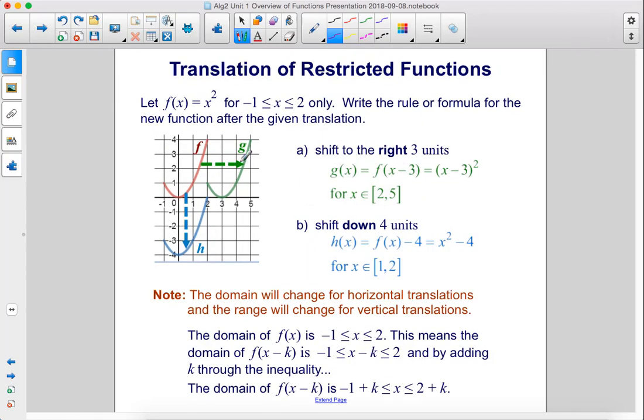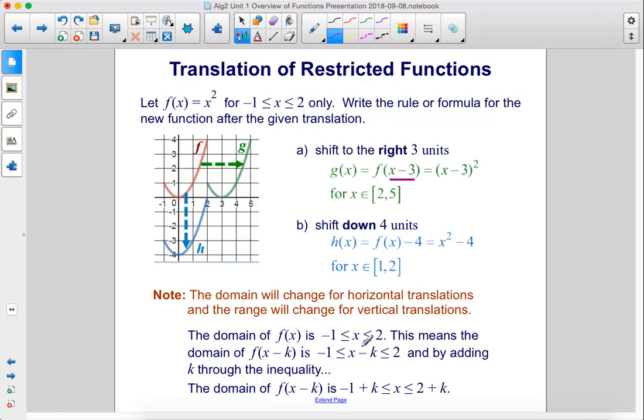As you can see, when we move f to the right 3 units to create g, the domain has changed. Now the domain is from 2 to 5 instead of from -1 to 2. When we shift down, the domain remains the same. The domain of f of x is -1 less than or equal to x less than or equal to 2. This means the domain of f of x minus k, like here, is -1 less than or equal to x minus k less than or equal to 2.